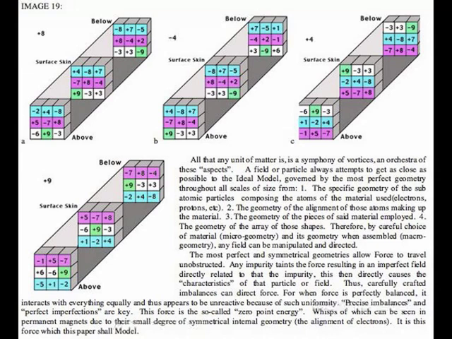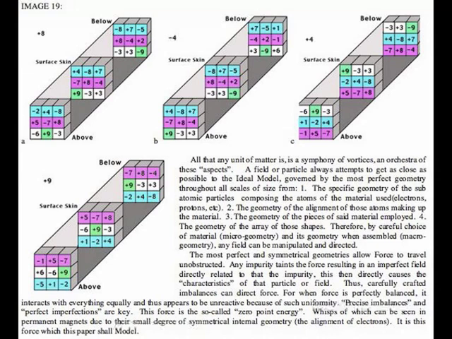The most perfect and symmetrical geometries allow force to travel unobstructed. Any impurity taints the force, resulting in an imperfect field directly related to that impurity. This then directly causes the so-called characteristics of that particle or field. Thus, carefully crafted imbalances can direct force. For when force is perfectly balanced, it interacts with everything equally and thus appears to be unreactive because of such uniformity. Precise imbalances and perfect imperfections are key.